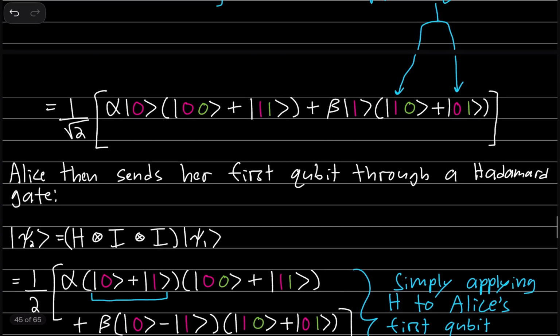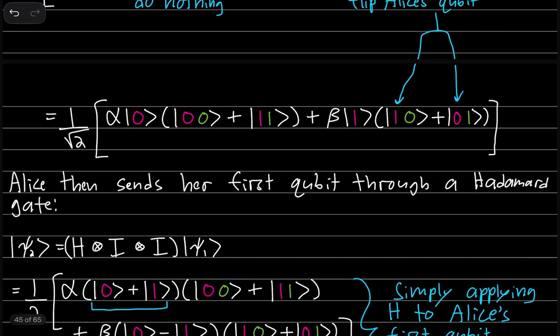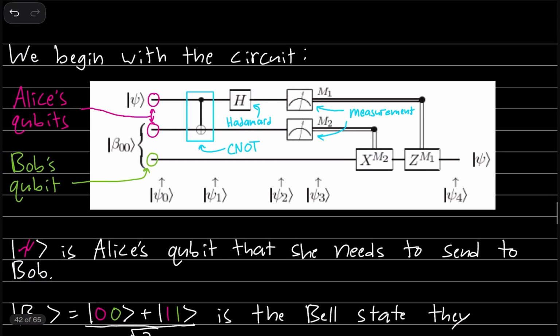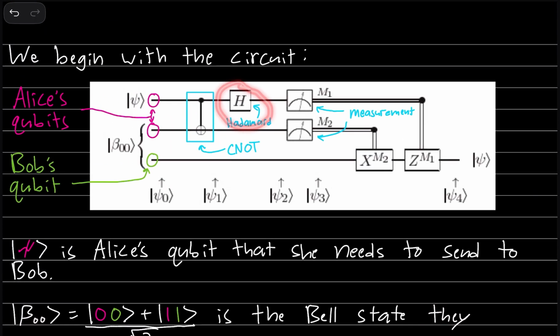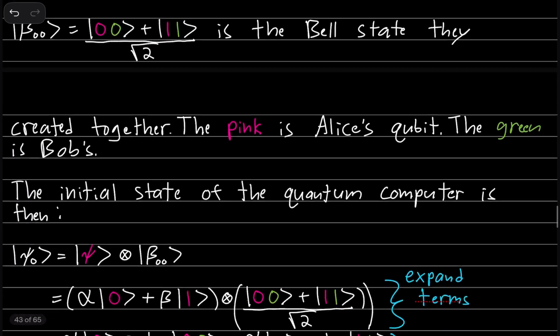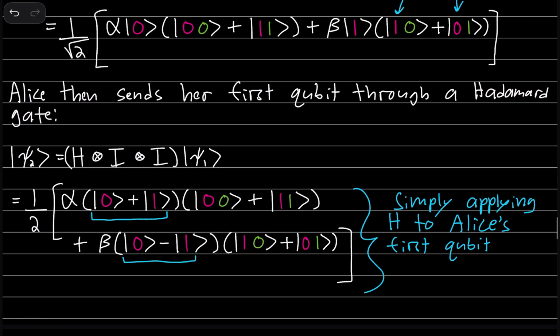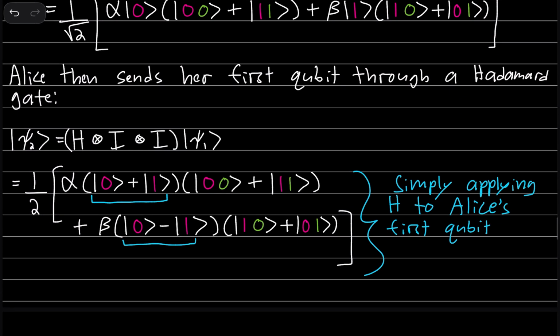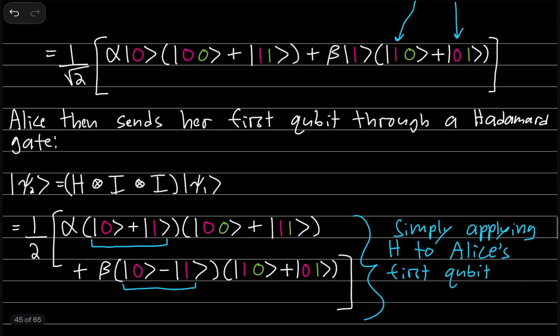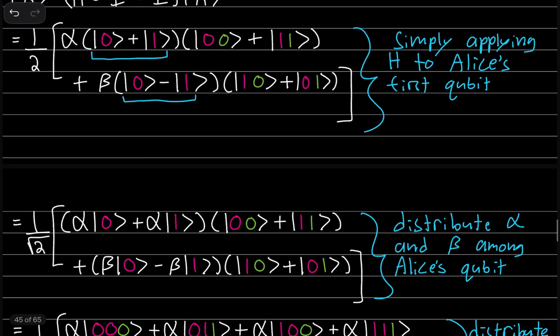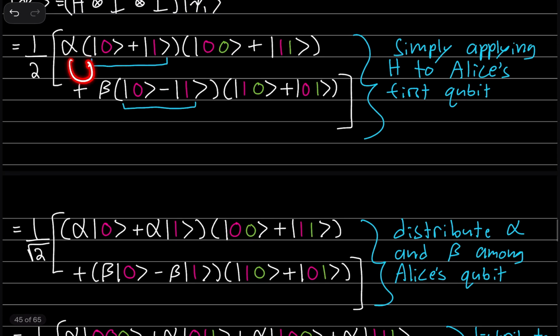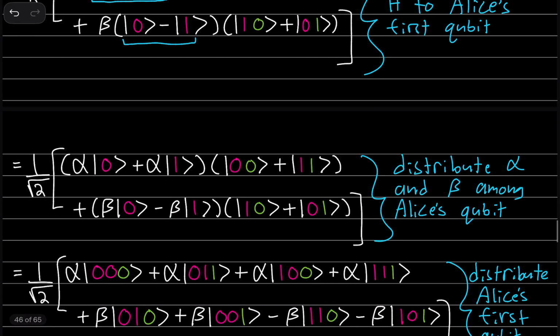And so now Alice is going to send her first qubit through a Hadamard gate. And so that's just this right here. We're sending wire 0 through a Hadamard. So that's exactly what I've written out here. So wire 0, that's these two. We're going to apply Hadamard to put them in superposition. That's what's going on there. And then I'm just going to distribute alpha and beta to these two terms here, which is just what this step is.